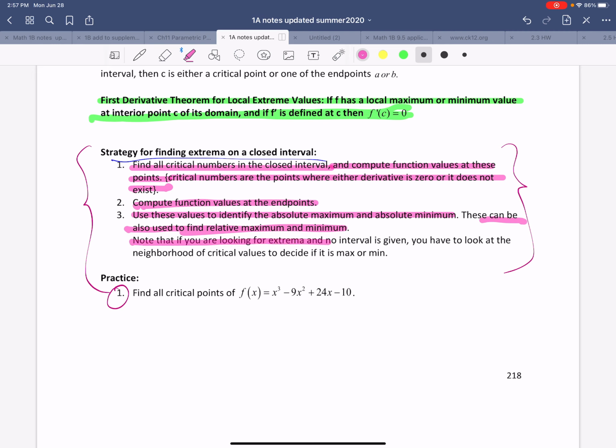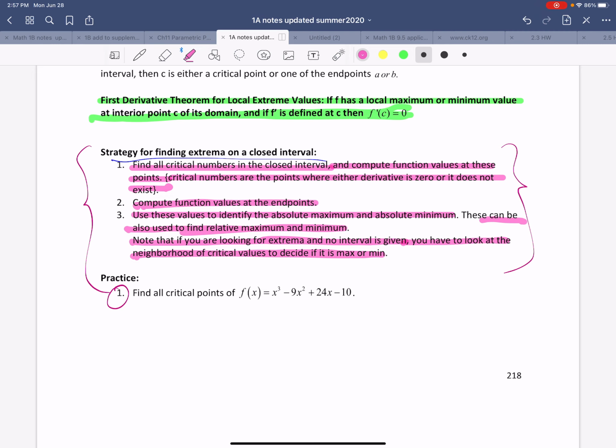If you're looking for extrema and no interval is given, you have to look at the neighborhood of critical points to decide if you have a max or min. So if you're looking for absolute max and min and an interval is not given, then you're looking at the entire domain. Once we have the critical point, we will plug in the x values around that point to see if that critical point is a max or min. Let's check out some examples.